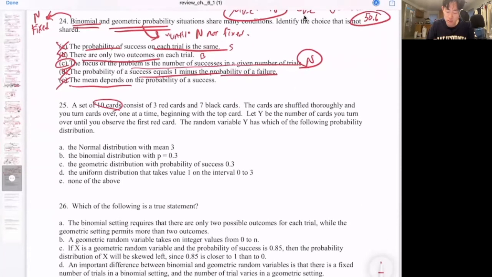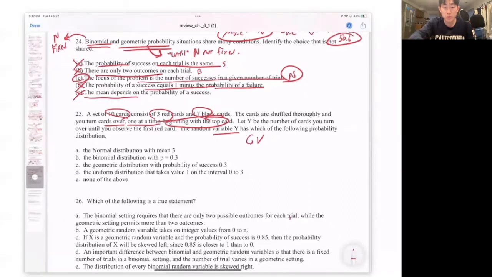Say a set of 10 cards consists of 3 red and 7 black. The cards are shuffled thoroughly and you turn cards over one at a time, beginning from the top card. Let y be the number of cards you turn over until, again, a geometric random variable here. The random variable y has which of the following probability distributions? So 10 cards, 3 red cards, 7 black cards. One at a time, beginning with the top card, you keep on turning it over. So the problem is very similar to a geometric random variable, probably for this one.